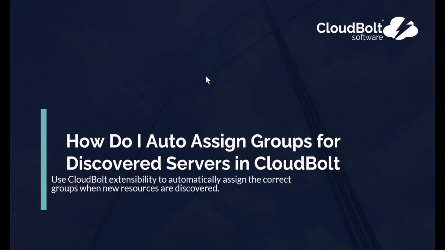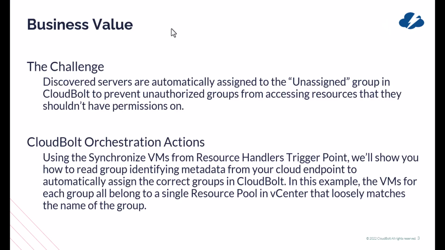And in today's video, we're going to talk about how do I assign groups for discovered servers in CloudBolt. So in CloudBolt, by default, when you first connect to your cloud endpoints, we go out and discover the server-based resources that exist inside of your cloud accounts. This tutorial is going to walk you through how to set this up to auto-assign those servers.